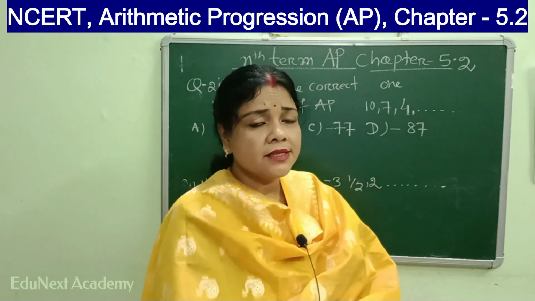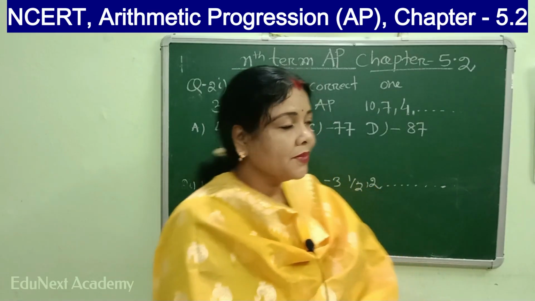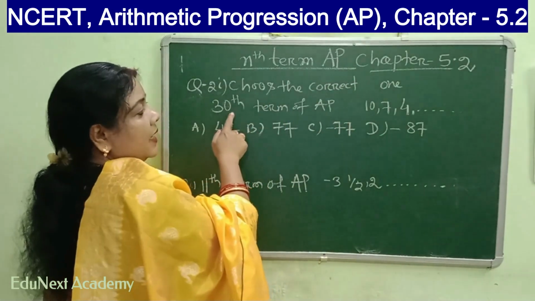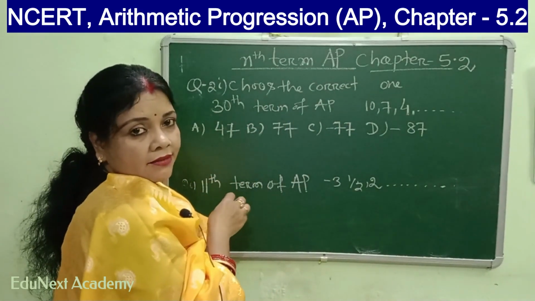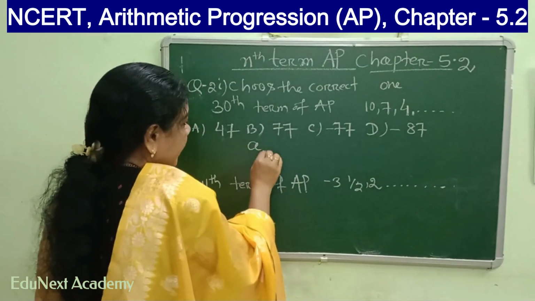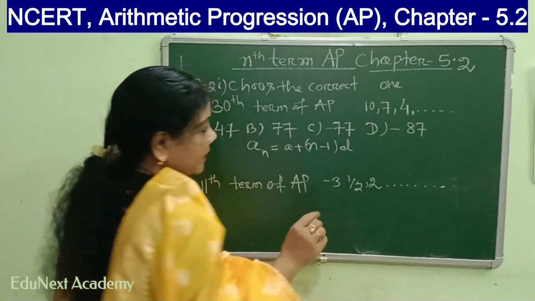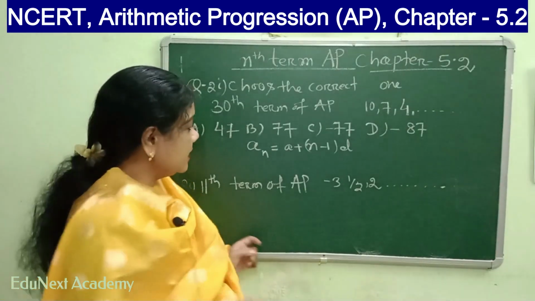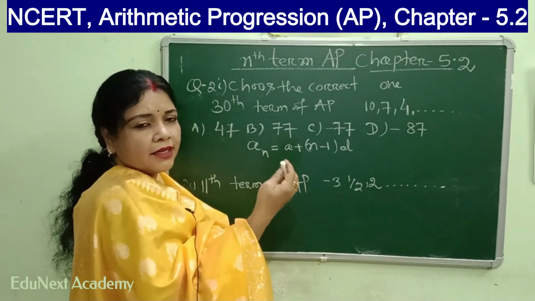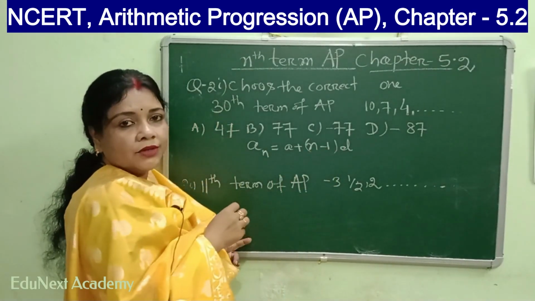So let us start solving the problems from your exercise 5.2, question number 2. It is given: choose the correct one for the 30th term of the AP. First of all, you need to know the nth term AP formula. The nth term formula is an = a + (n - 1) d. As I told in the last class, here a is the first term, n is the number of terms, and n can be any number. Here I have taken 30, that means in this case n is 30. And d is the common difference.